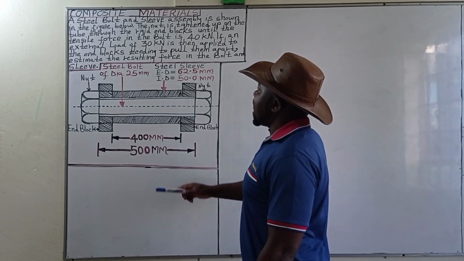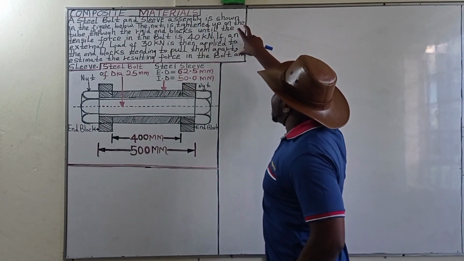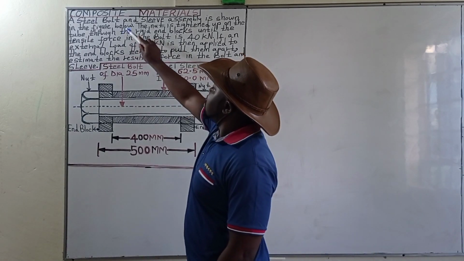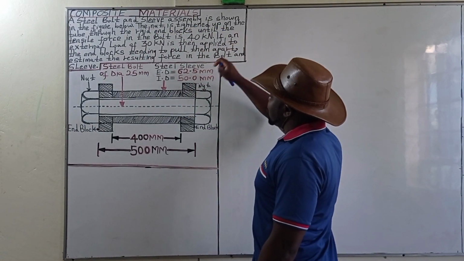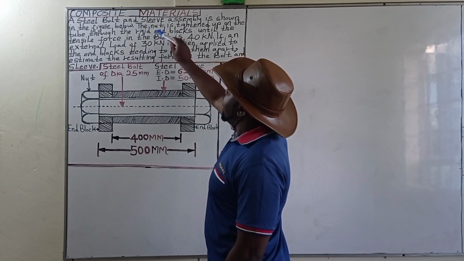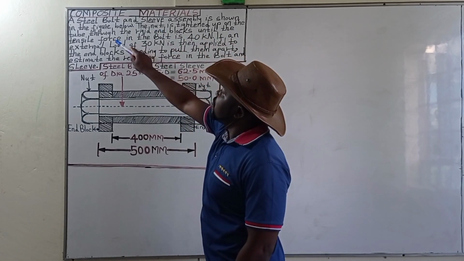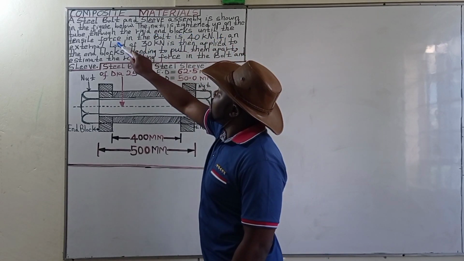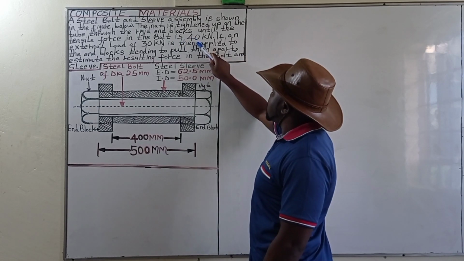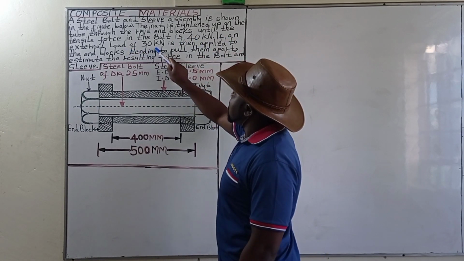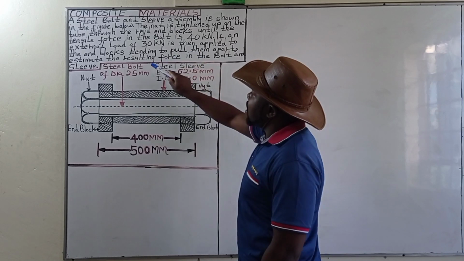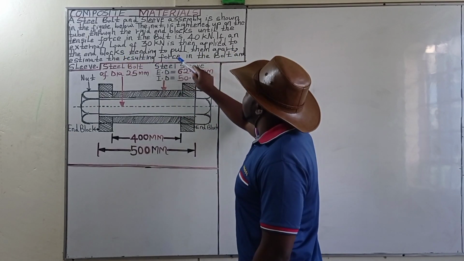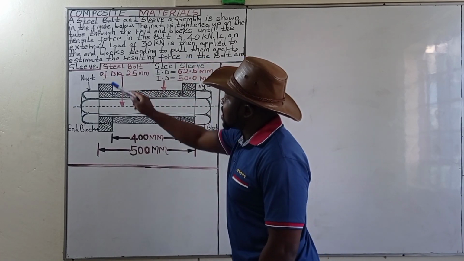And today we are analyzing composite materials. And we got this question down here that says this. A steel bolt and sleeve assembly is shown in the figure below. The nut is tightened up on the tube through the rigid end blocks until the tensile force in the bolt is 40 kilonewtons. If an external load of 30 kilonewtons is then applied to the end blocks, tending to pull them apart, estimate the resulting force in the bolt and the sleeve.